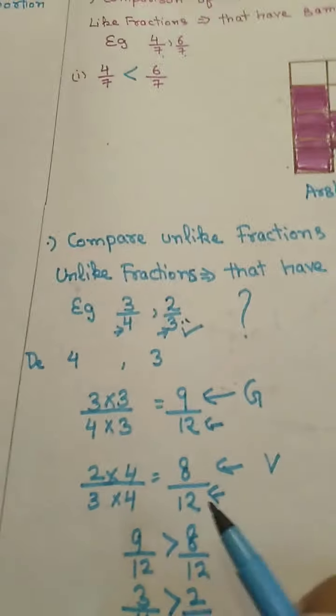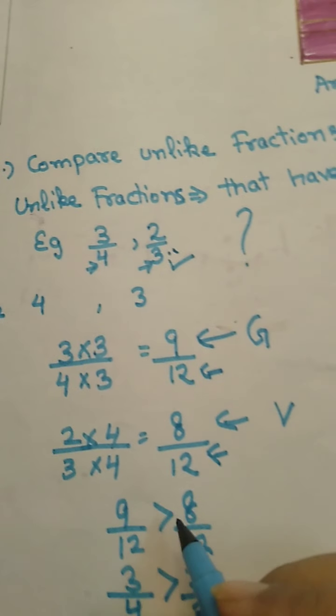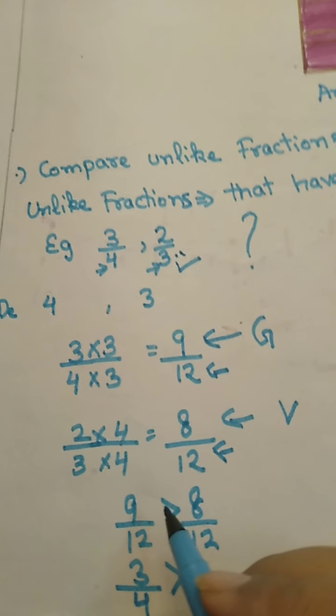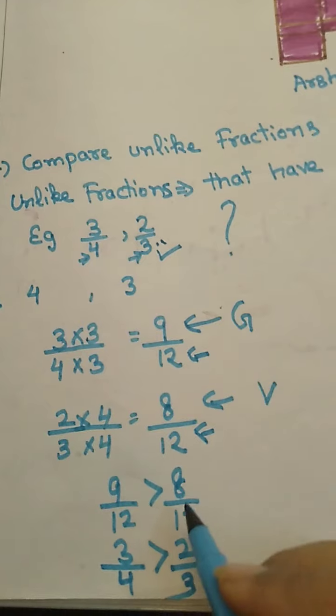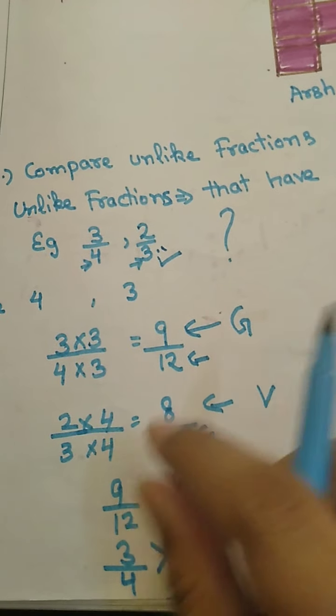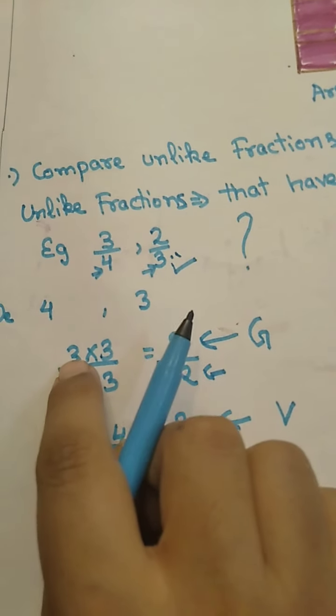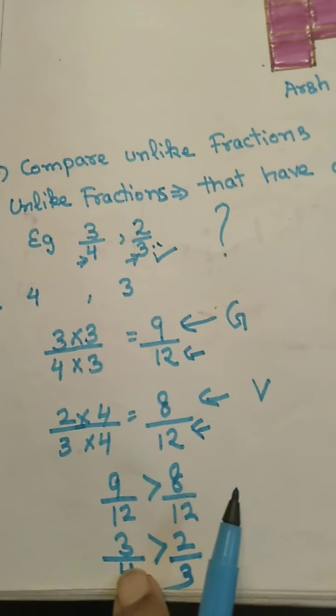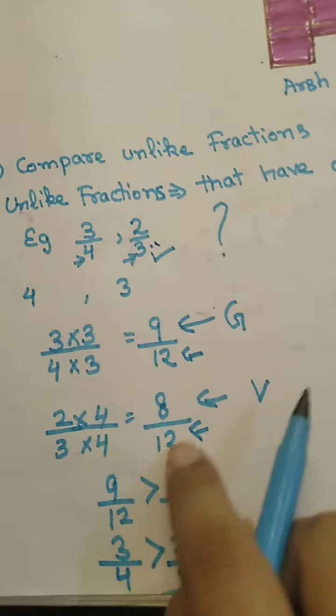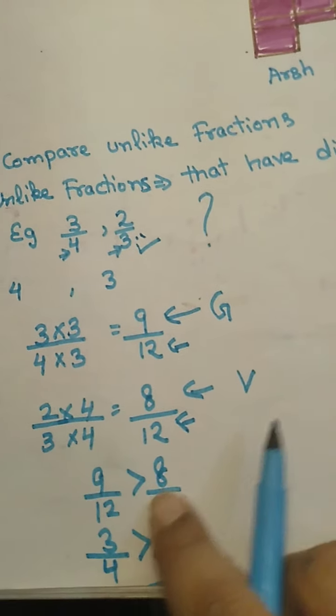Yes, Gurjot. So we can write which is greater. Gurjot has more parts. So which is greater? 9 by 12, 8 by 12. Now write down the equivalent fraction from which we have made. Yes, 9 by 12 is from 3 by 4, equivalent fraction of 3 by 4, and 8 by 12 is the equivalent fraction of 2 by 3.